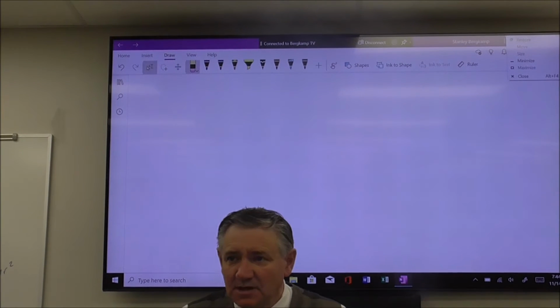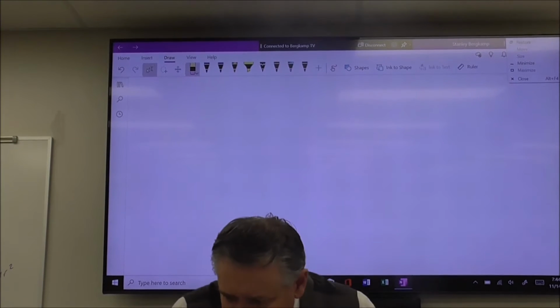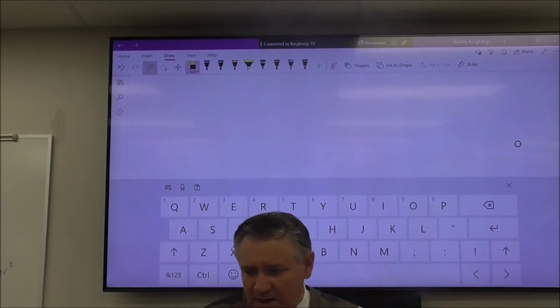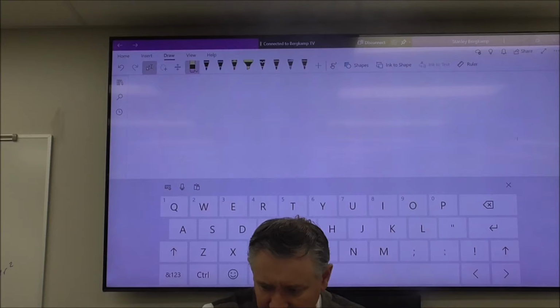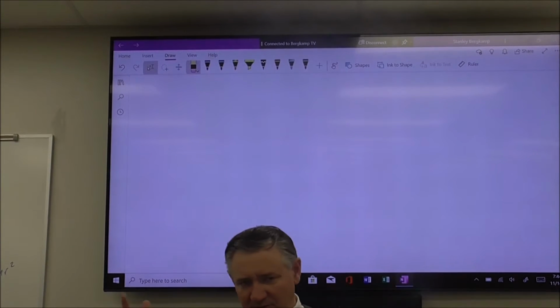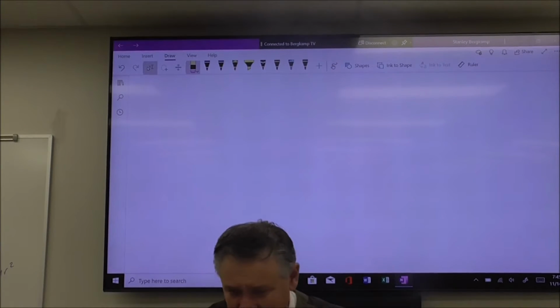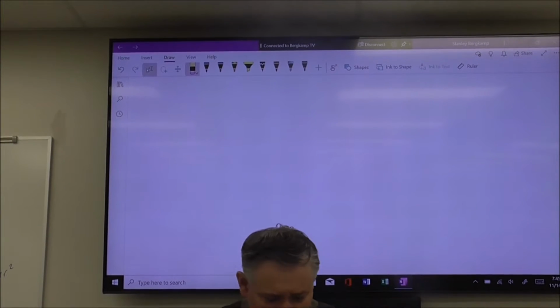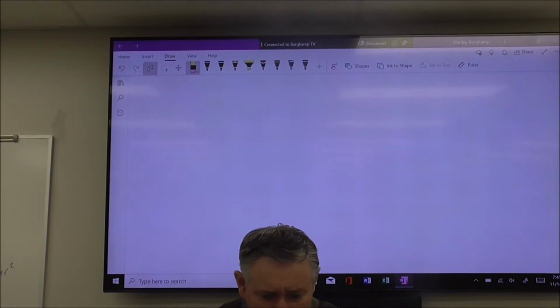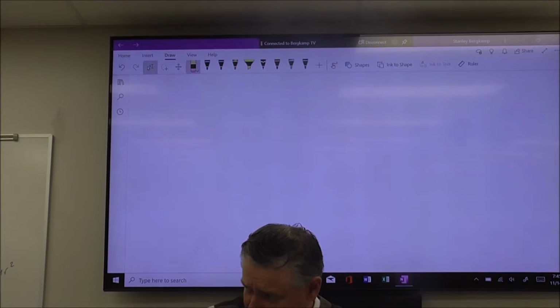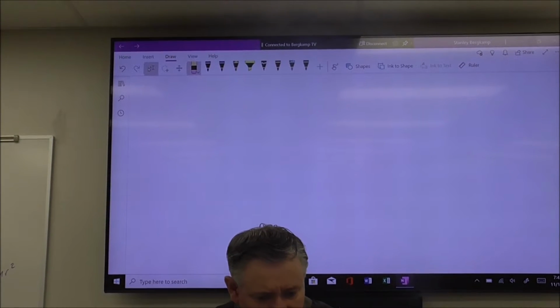Okay, so here's what we got today, or kind of for the week. We've got a couple of labs that will help with this whole idea of chemical formulas. Because until you kind of begin to see what's happening, it's kind of tough to figure out the whole concept of writing and balancing chemical formulas. So today will be the first introductory lab into that whole process.